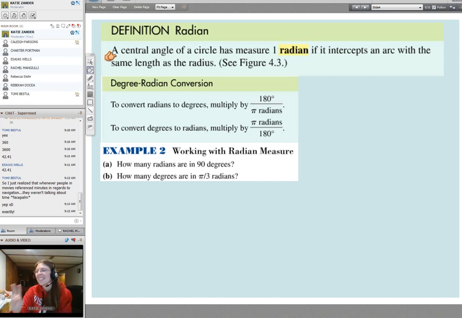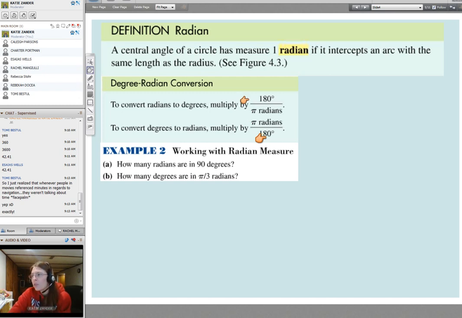All right, the second topic for today's class is converting between the two measurements. So can I convert from degrees to radians and vice versa? And the answer is yes, and it is quite easy as well. You just have to multiply by a ratio. So what ratio are you multiplying by? You're going to be multiplying by the ratio of 180 degrees over pi radians or vice versa, depending on what you want to convert to.